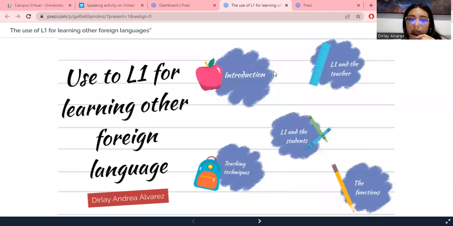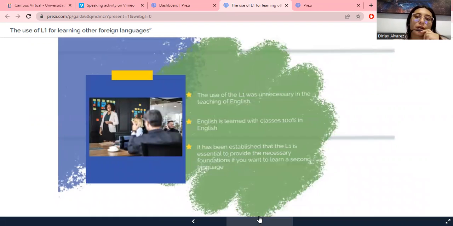Today I'm going to talk about the use of L1 for learning another foreign language. For the introduction, I can say that the use of the L1 was considered unnecessary in the teaching of English or of a new language. There had always been the theory that a language is learned more easily by using it 100% of the time. However, not long ago, it has been established that the L1 is essential to provide the necessary foundation if you want to learn a second language.